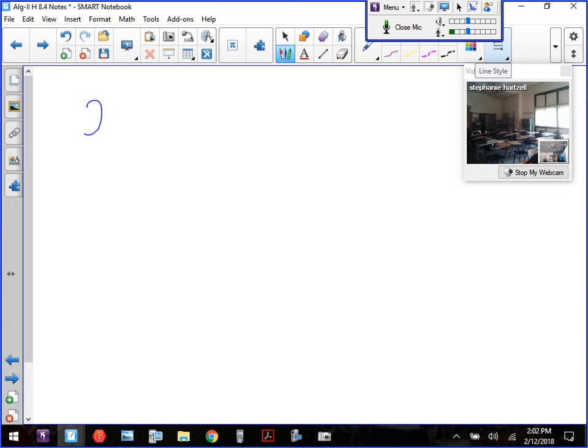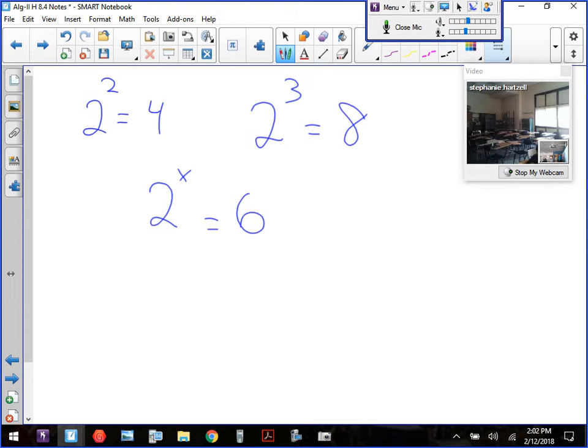That 2 squared is how much? 4. 2 cubed is how much? But 2 to what power will equal 6? What's that? You couldn't tell me, right? But you're probably going to say it's somewhere between 2 and 3. Okay. And this is where logarithms come into play.